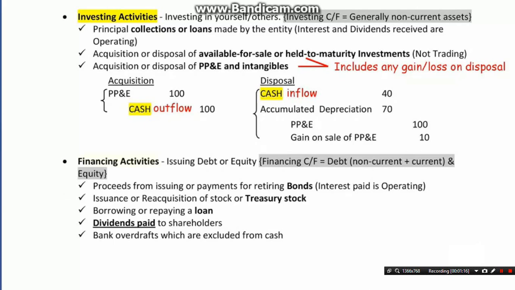Now financing activities. So these are activities which include issuing debt or equity or retiring debt or equity. Good examples include bonds, issuance or reacquisition of stock, and dividends paid. So when you receive dividends, that was operating activities. But now when you're paying out dividends to your stockholders, that's financing.